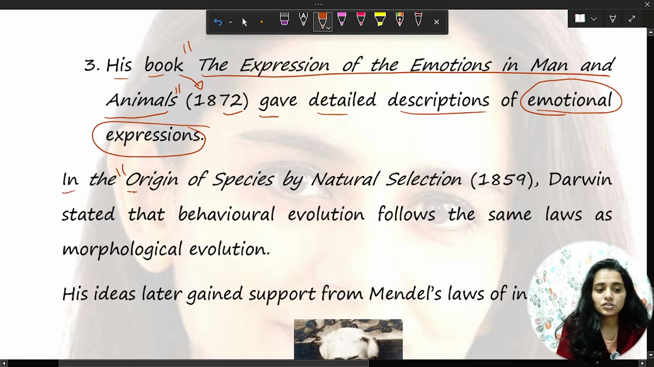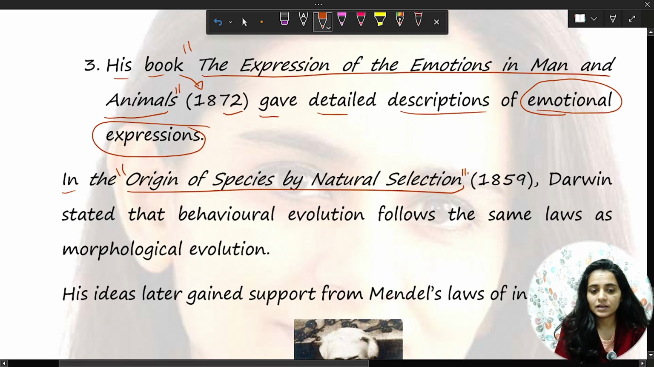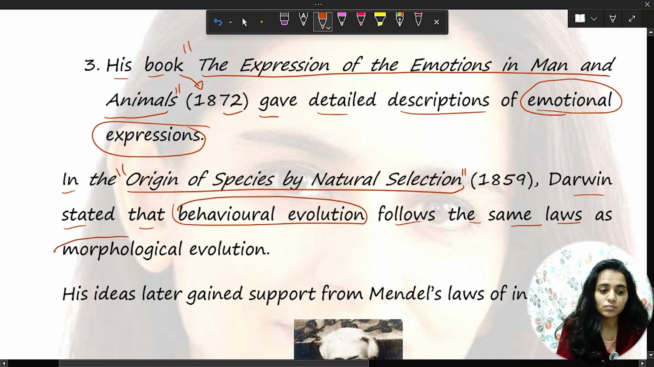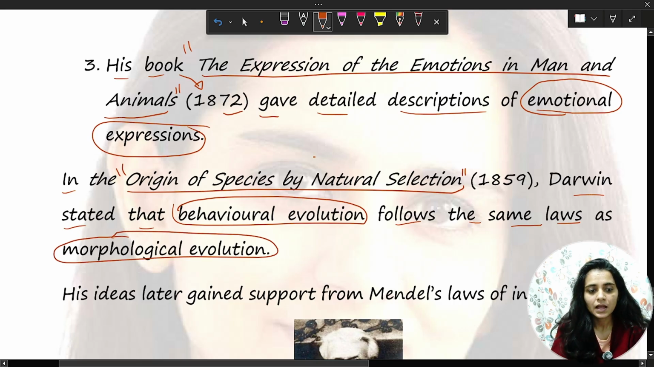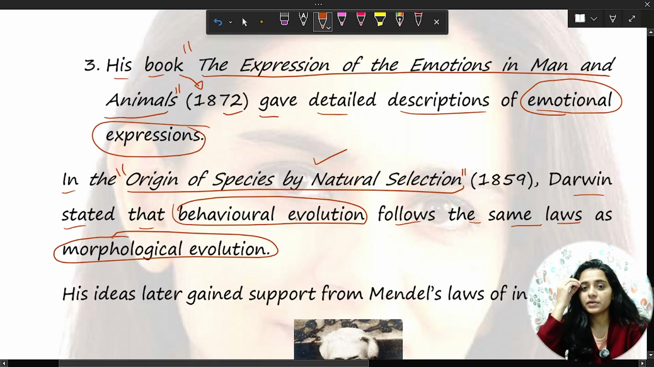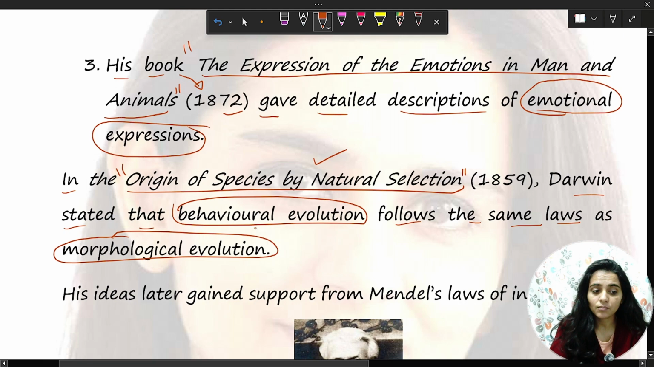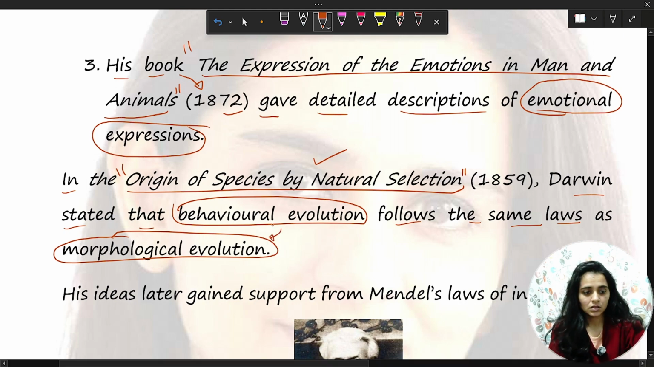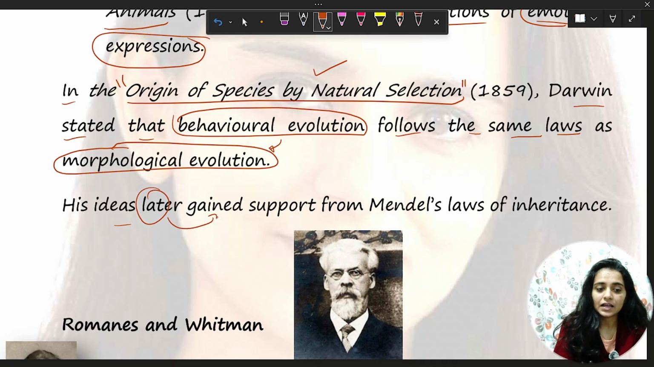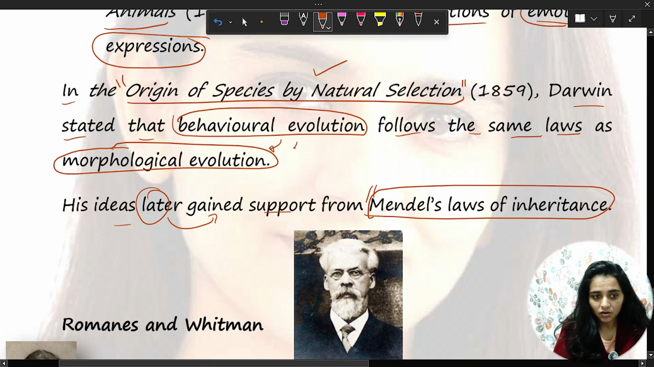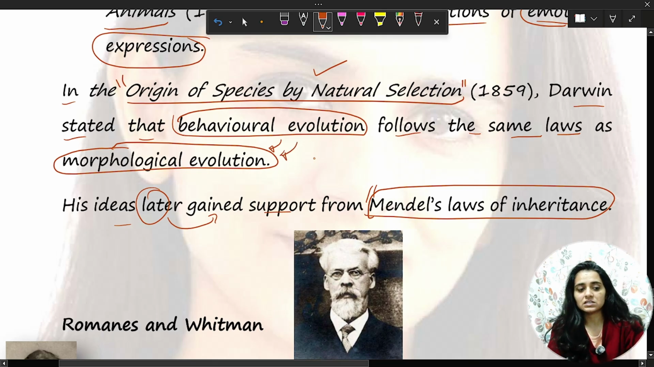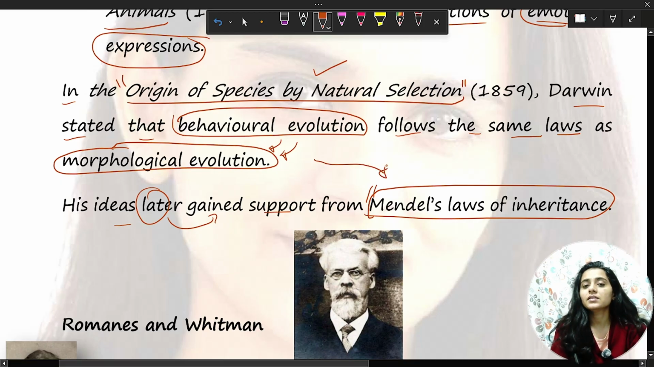In The Origin of Species by Natural Selection, Darwin stated that behavioral evolution follows the same law as morphological evolution. In this book, he says that the evolution of behavior happens the same way as morphological evolution. His idea later gained support from Mendel's law of inheritance. And this idea of how the evolution of behavior occurs is supported by Mendel's law of inheritance.